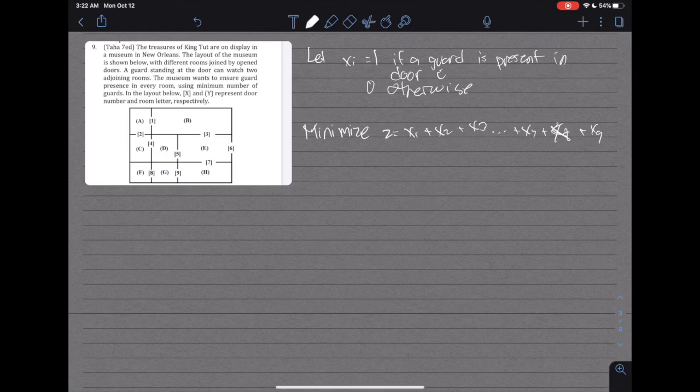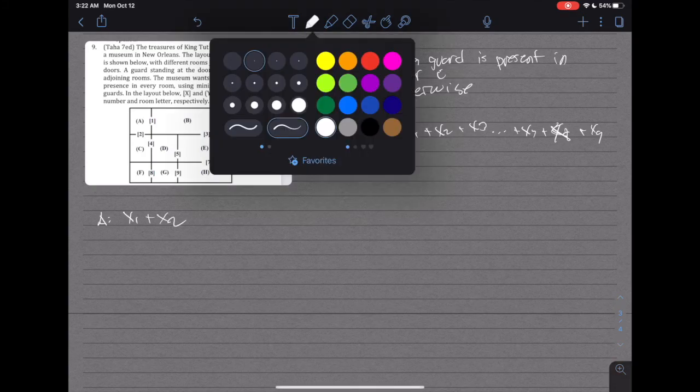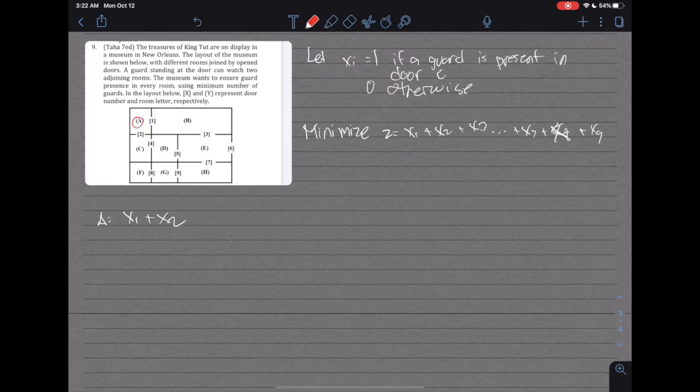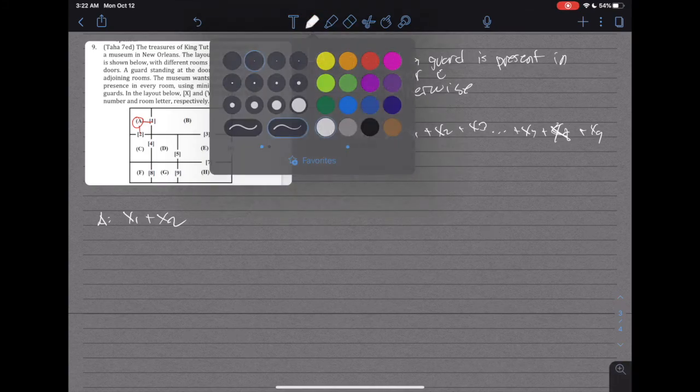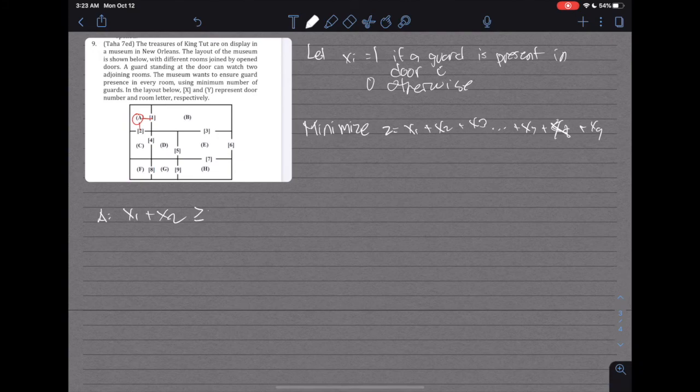So we first go with room A. We want room A to be covered, and what guards are in room A? What guards watch over room A? That's x1 plus x2. We can see it. Room A has guard 1 and guard 2 guarding that room. And we want to ensure that there is at least one guard, greater than or equal to 1.